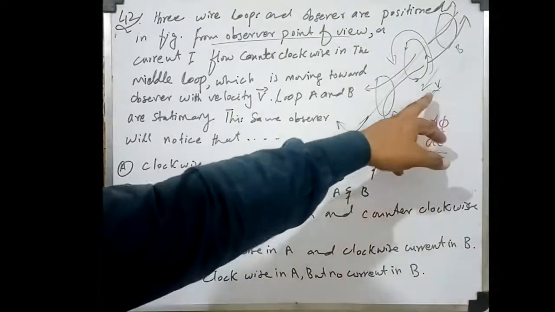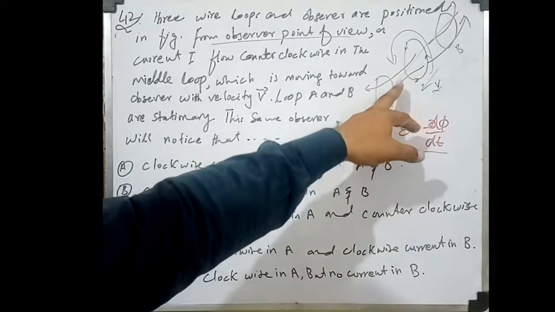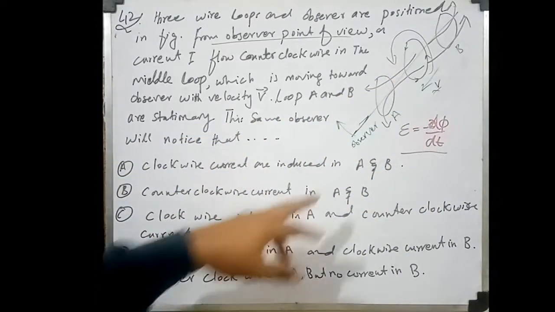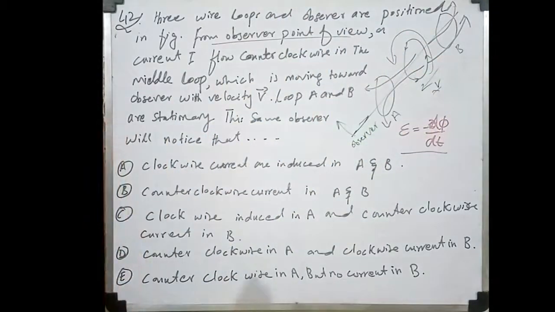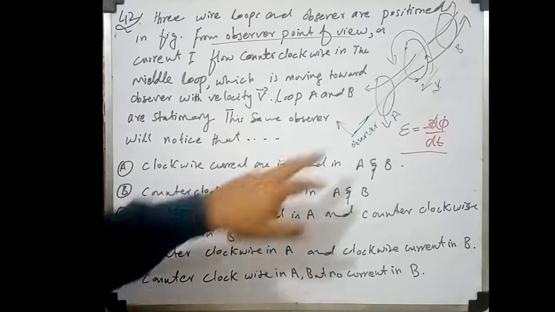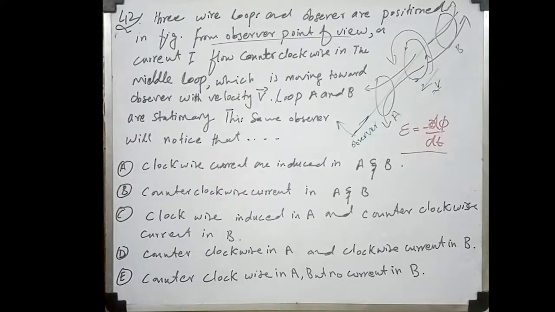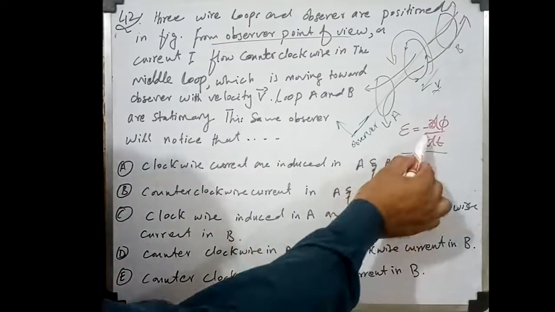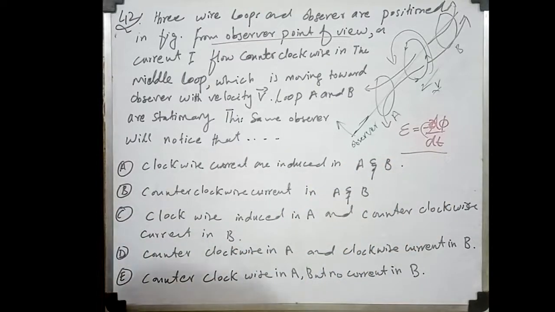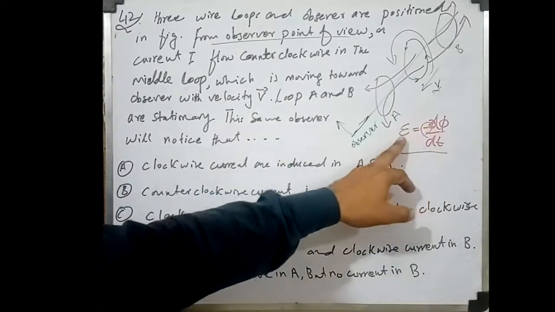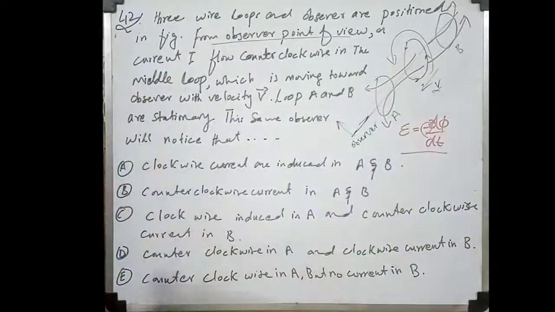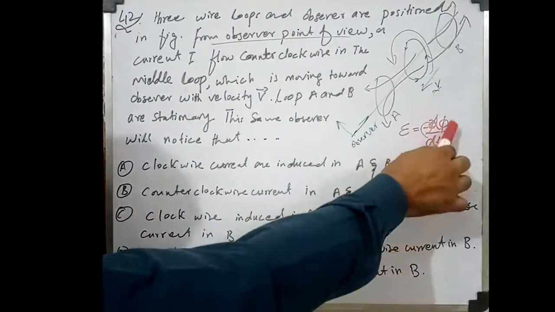If it moves toward A, then the magnetic field lines passing through A will increase, and the magnetic field lines passing through B are decreasing. So we can see that here the flux is increasing and here the flux is decreasing. Now the negative sign shows that the induced EMF will resist the original one, meaning it will resist the change in magnetic flux.